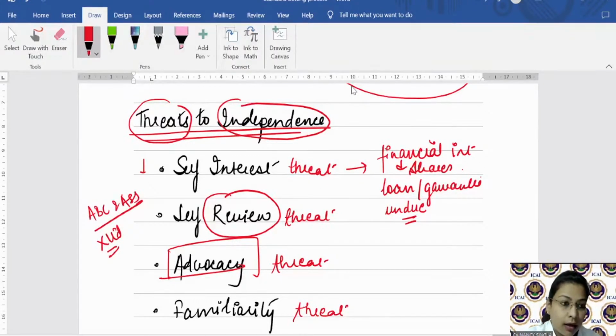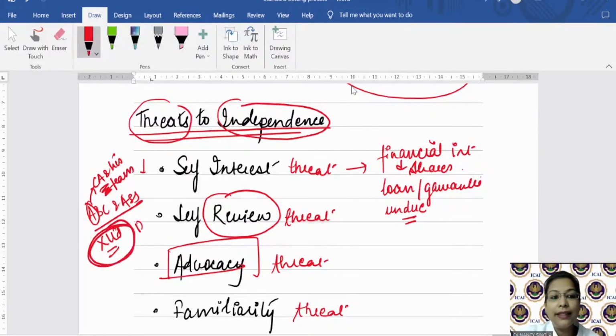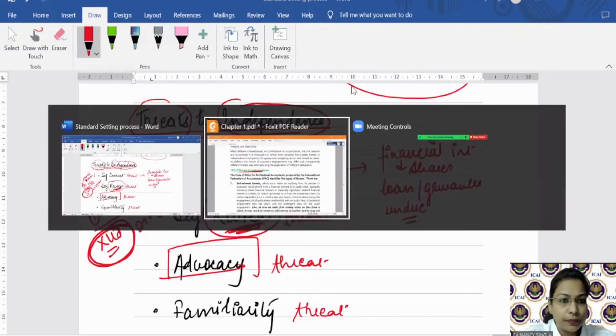So let's say ABC and Associates is the auditor of X Limited, okay? And suppose CAA and his team have gone to conduct the audit. Now CAA was earlier the director of X Limited. So self-review threat now. CAA will have to review his own work, which he did in the capacity of director in that company. So, self-review threat, okay.